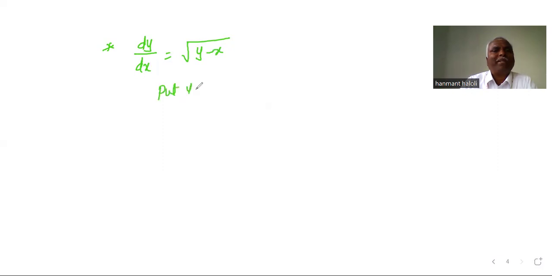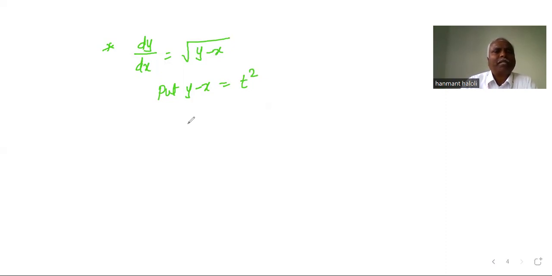Now, like that, you can solve any multiple types of examples reducible to variable separable form. Now one more example you can see. dy by dx is equal to root y minus x. Now here again it is not easily variable separable. Then put y minus x equal to another parameter. Take t or t square. Why am I taking t square here? Because your root is this one.